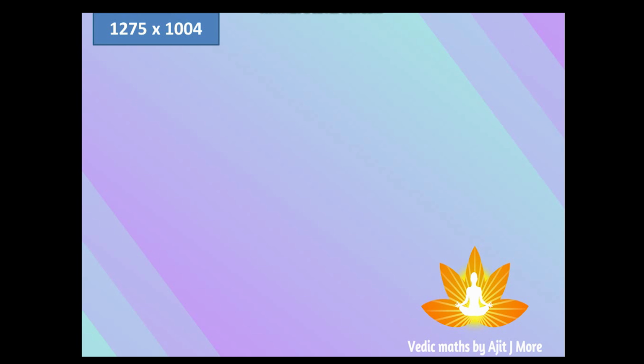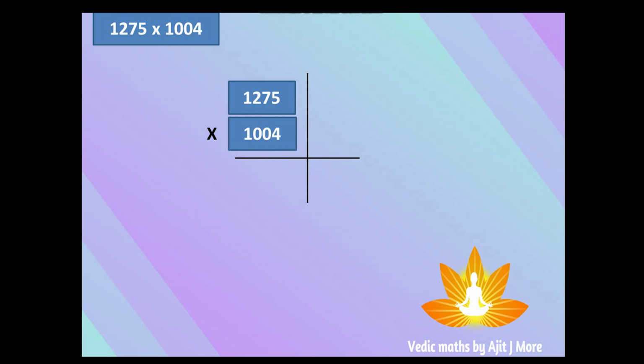Okay, multiply 1275 with 1004. Okay, so our task is multiplication of 1275 with 1004. Again, the step 1. What is our step 1? Decide base. Okay. Now the base, obviously here we can observe that it is 1000. So base is decided.